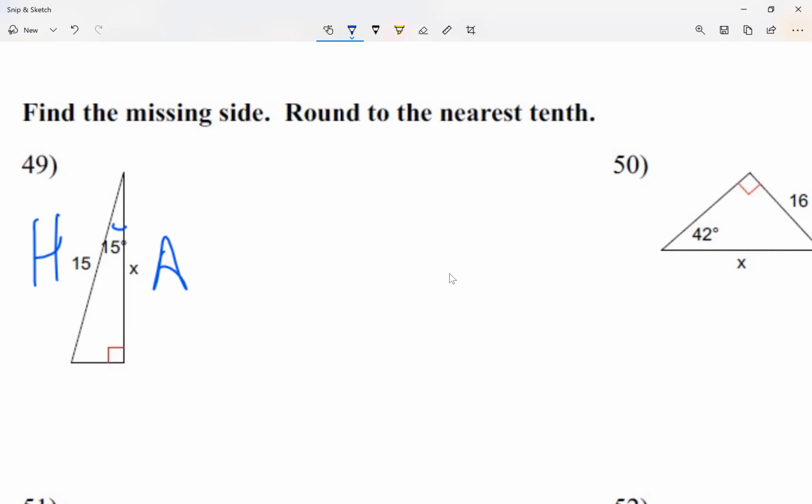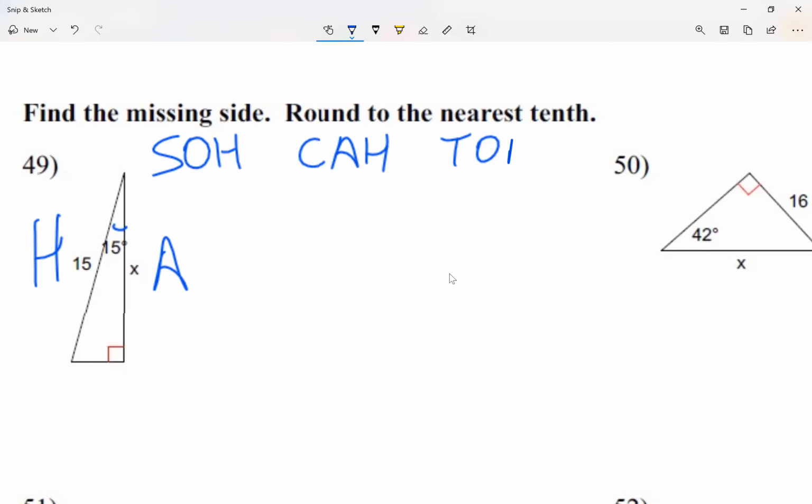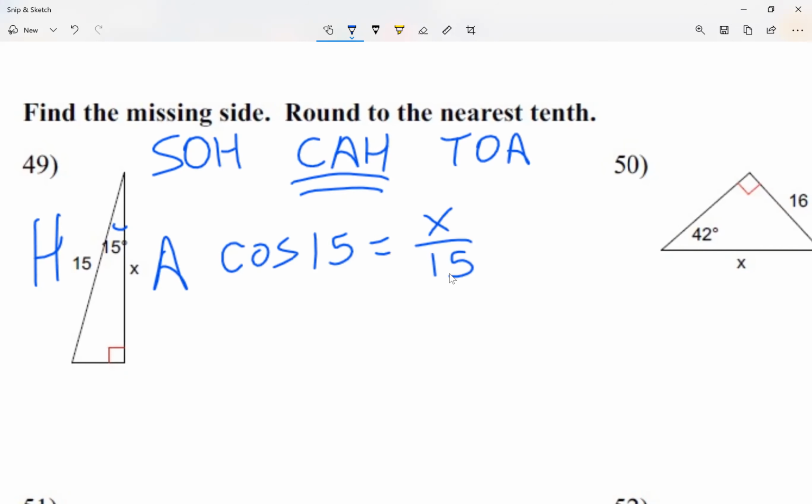So I remember my acronym, SOH CAH TOA. And I see I have the letters A and H. I have the adjacent and the hypotenuse. Based on that, I'm going to be using cosine because of CAH. So I'm going to write cosine of 15 degrees is equal to x over 15. Notice I went cosine is equal to adjacent over hypotenuse.